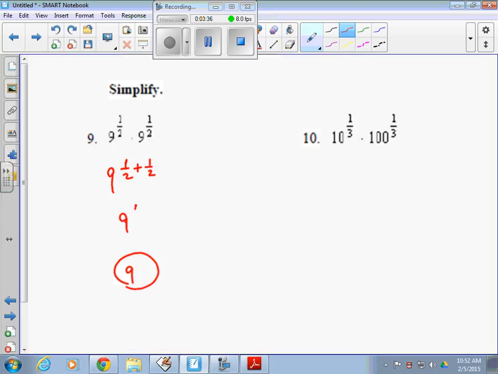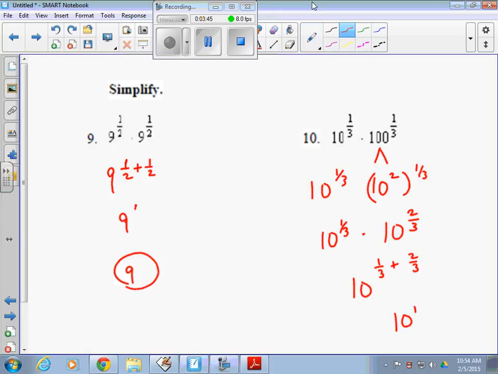Number 10 says 10 to the 1/3 times 100 to the 1/3. Okay, so 10 to the 1/3 times 100 to the 1/3. It'll be close enough.